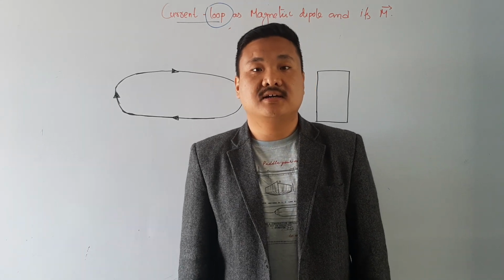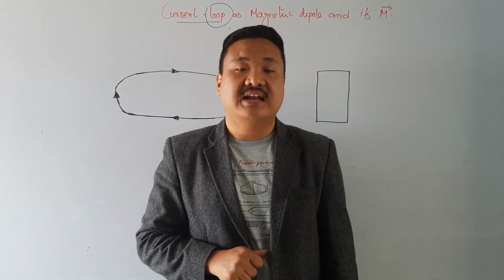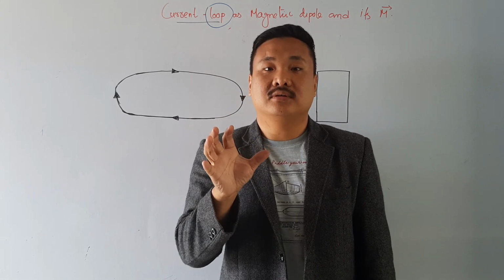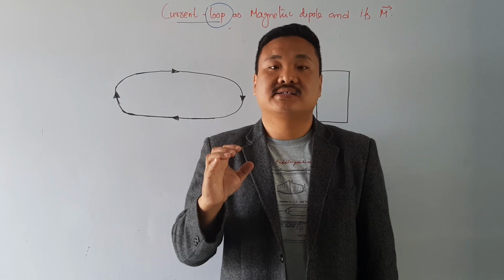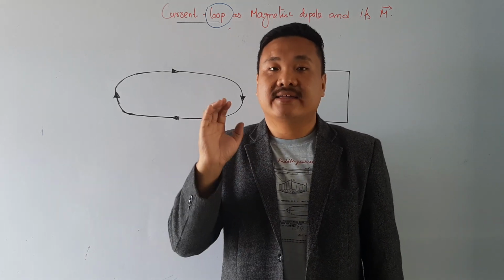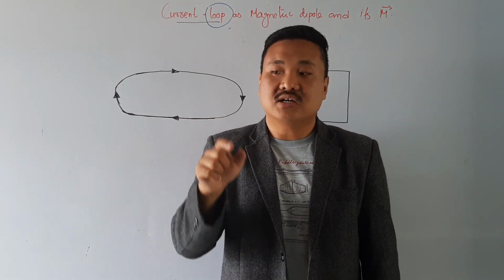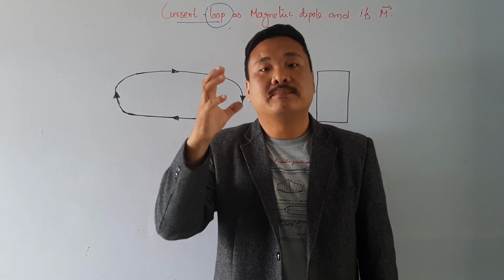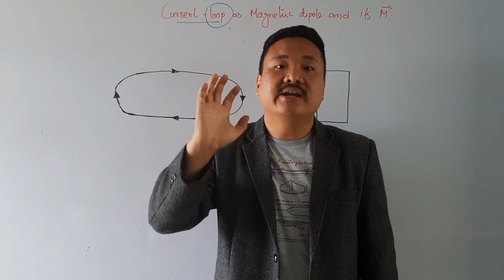Current loop as a magnetic dipole and its dipole moment. In the last lecture, we said that a bar magnet is a magnetic dipole, and we had found its dipole moment. Similarly, here we calculate the dipole moment of a circular coil, because a circular coil or a current carrying loop is also a magnetic dipole.